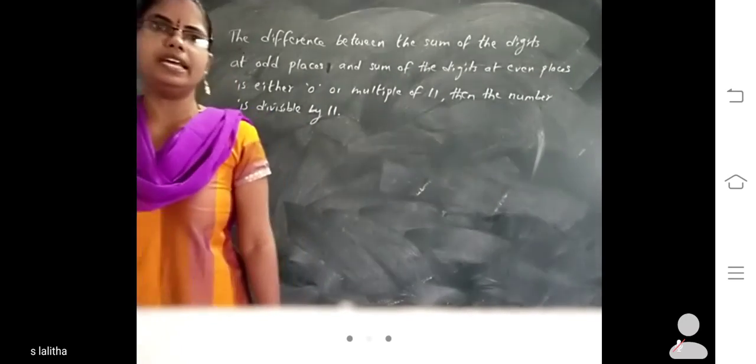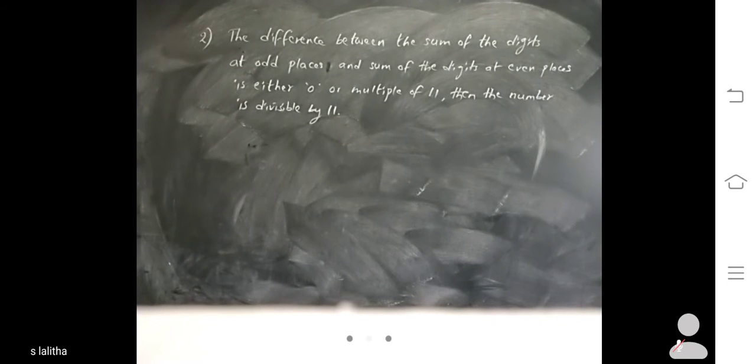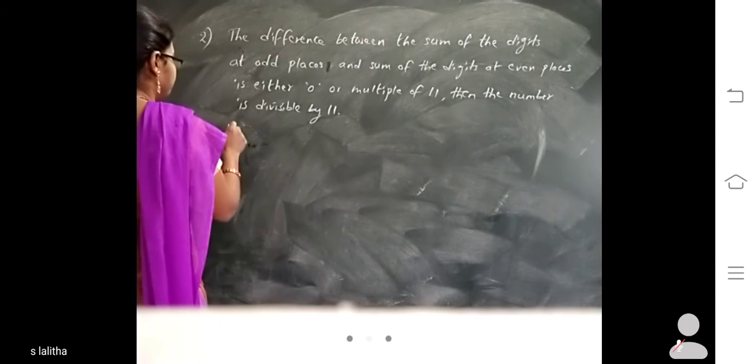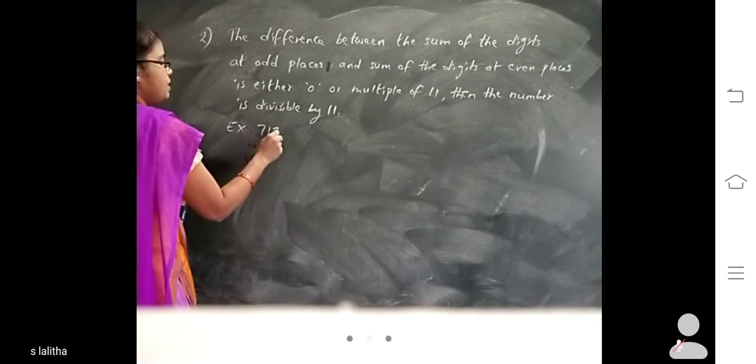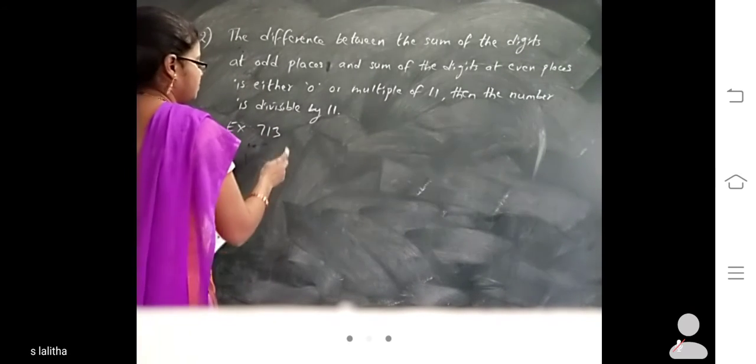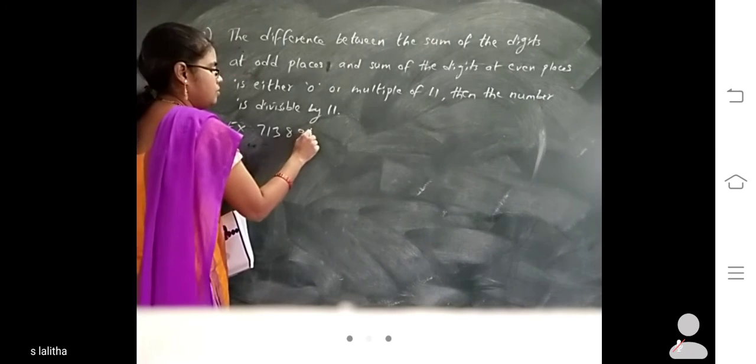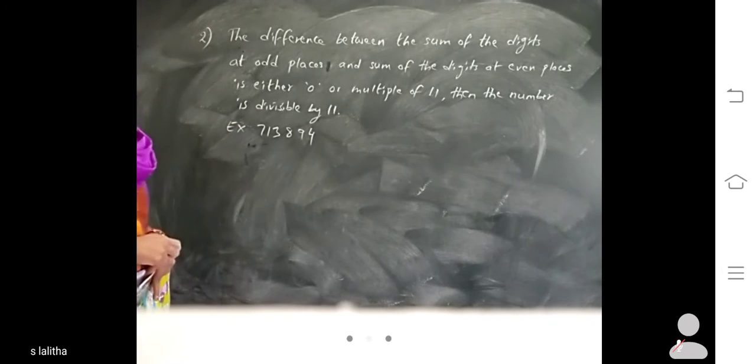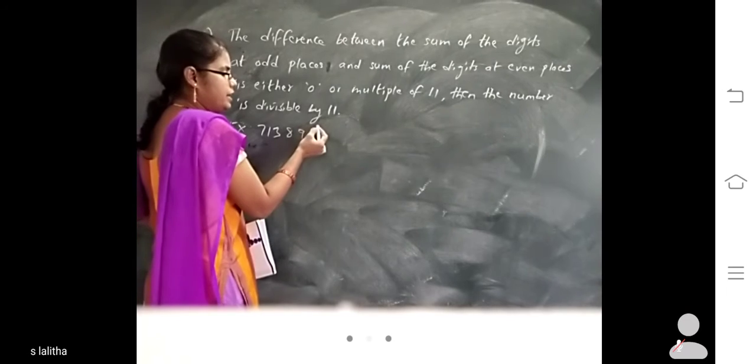Okay? Write one example. Say one example for divisibility by 11. Can you tell me? Write one example: 7, 1, 3, 8, 9, 4. Okay? So first you have to write the places.